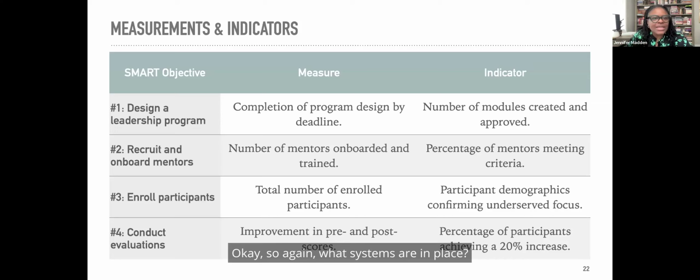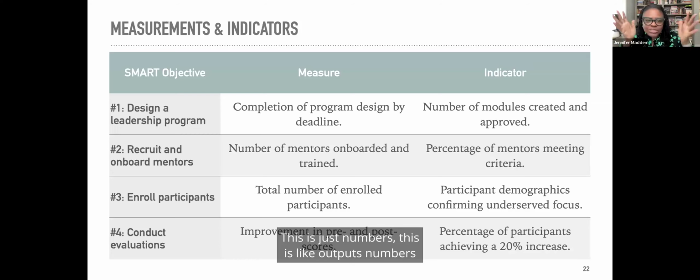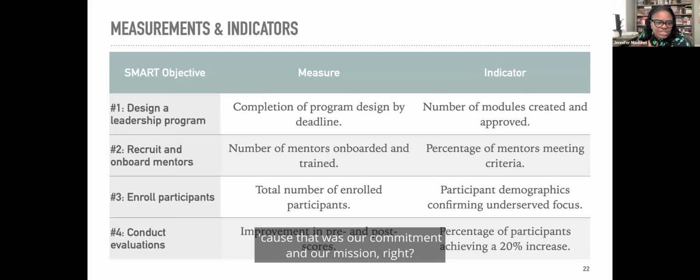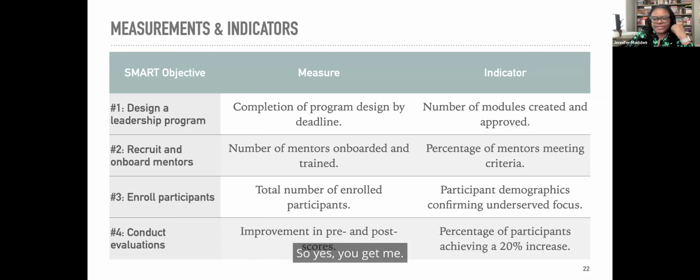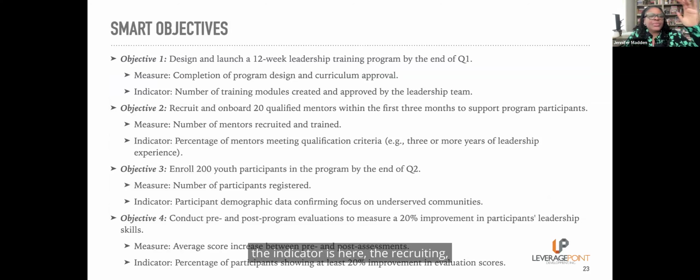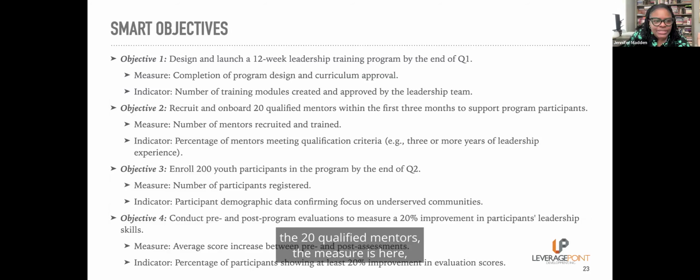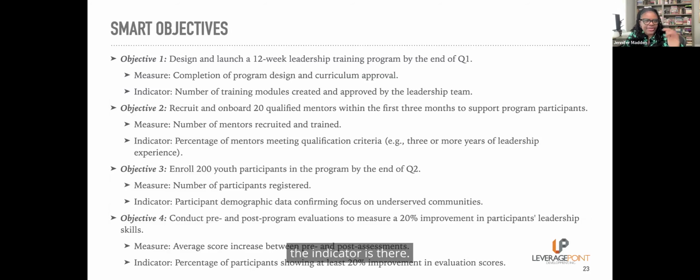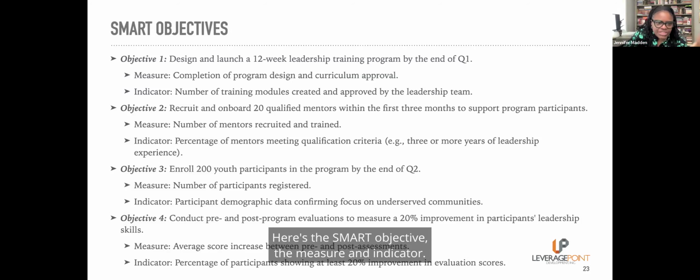So again, what systems are in place? Enrolling participants, this is just numbers. This is like outputs, numbers of things. Easy, right? How many are enrolled? And then some indicators could be some demographics, and we're confirming that there's an underserved focus because that was our commitment and our mission, right? So yes, you get me. And again, just to demonstrate how it all can come together, the 12-week program, the measure is here, the indicator is here. Recruiting the 20 qualified mentors, the measure is here, the indicator is there. Here's the SMART objective, the measure and indicator.